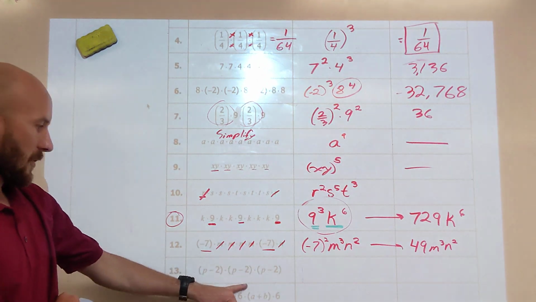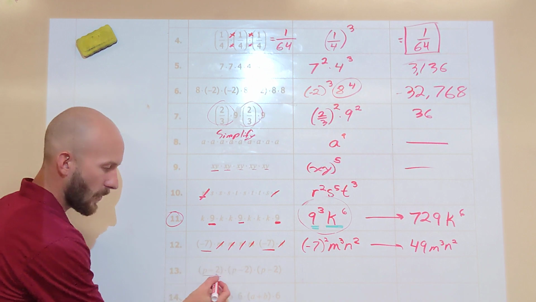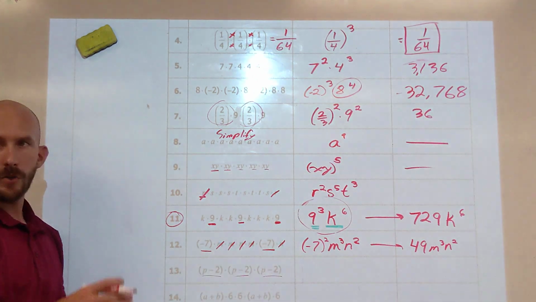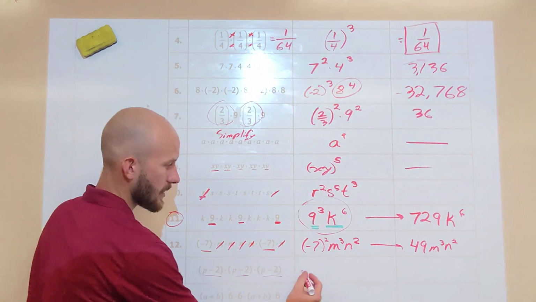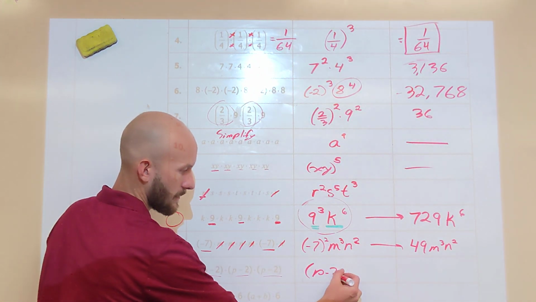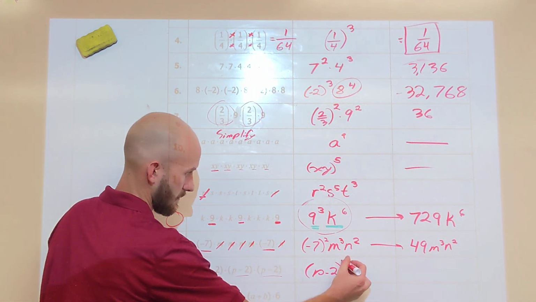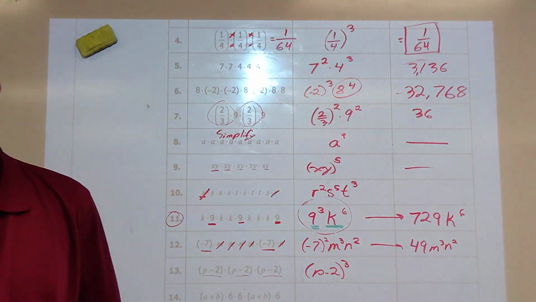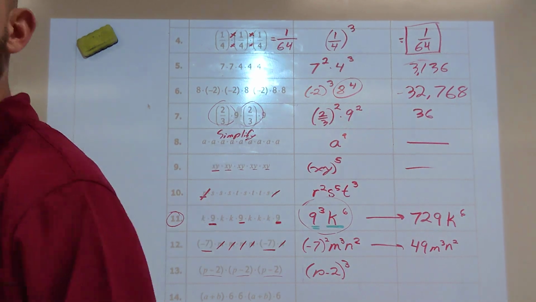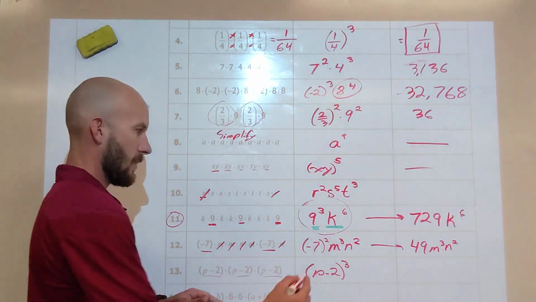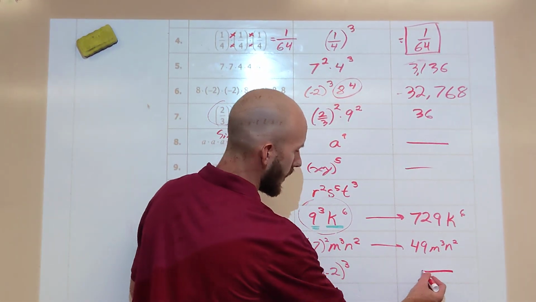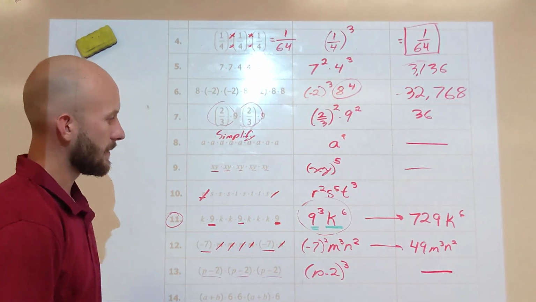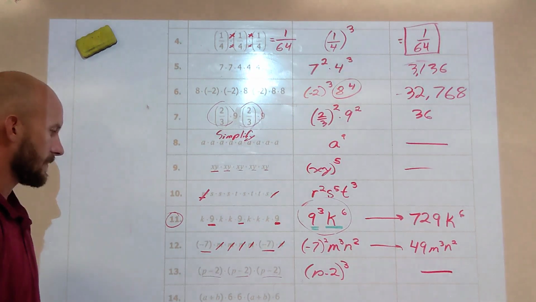All right, number 13. Again, this is one where I have a group of something times itself. So I'm just going to leave it in parentheses. P minus 2 to the third power. So I'm actually not going to do anything else here because I don't know what's inside the parentheses. So we'll just leave that blank.